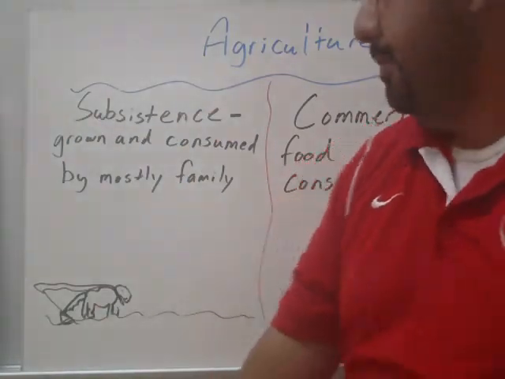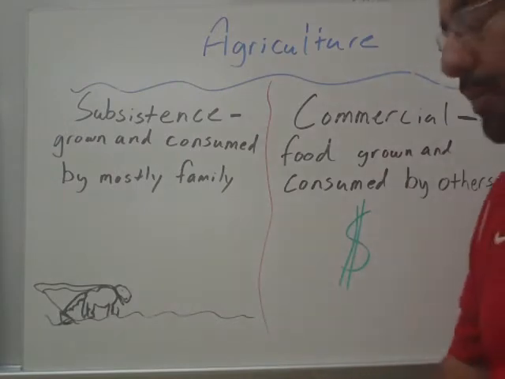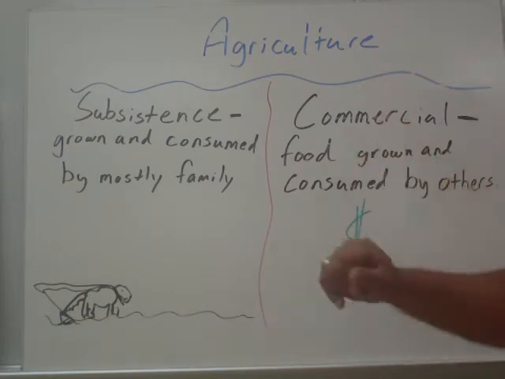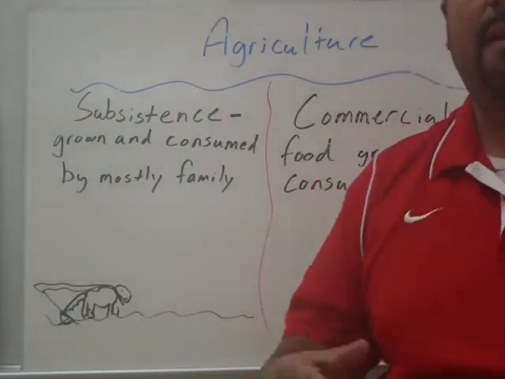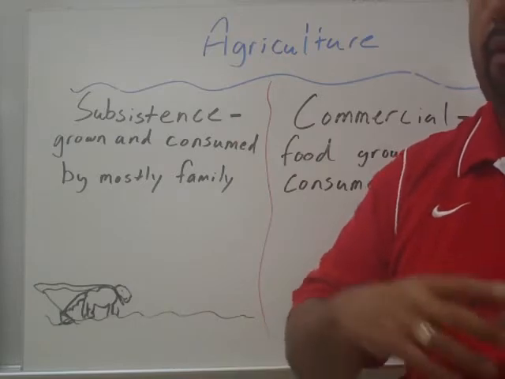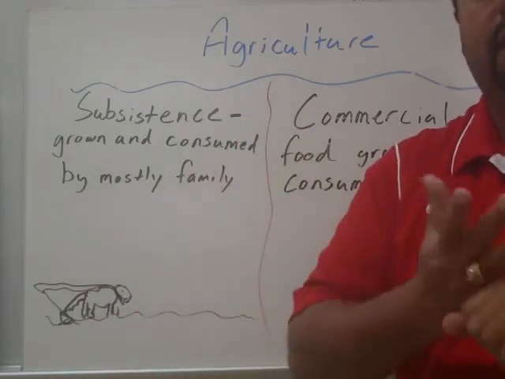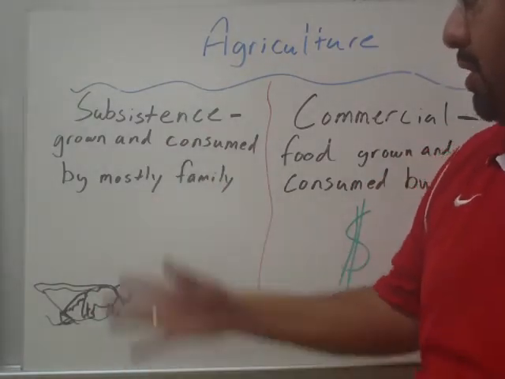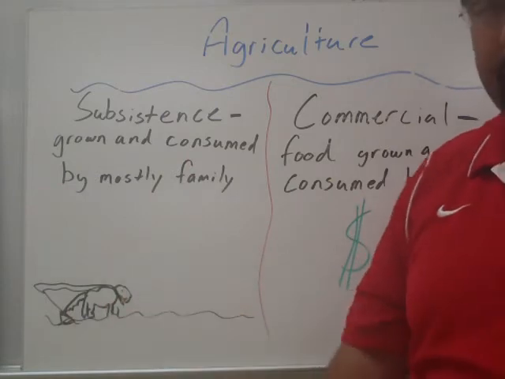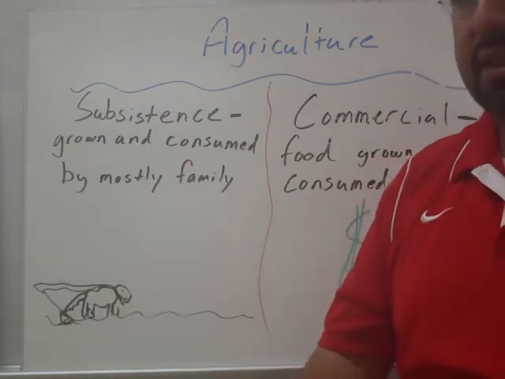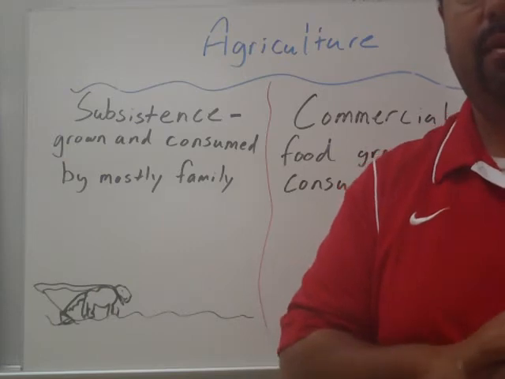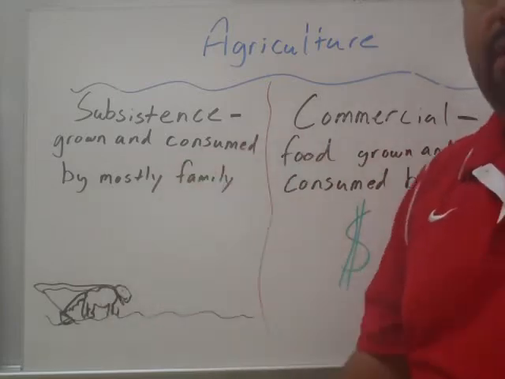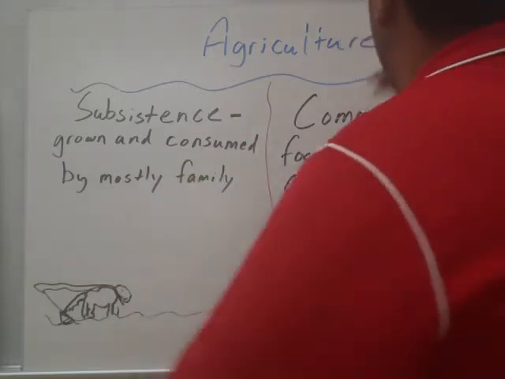for the population. Now, commercial agriculture is food grown and consumed by others. You see the dollar signs? Every time you see commercial, you want to think business. They are growing for the population. There's better technology, better farm equipment, big, huge tractors. With subsistence, you're probably going to have just an animal, whether it be a mule or some sort of cow, to help you plow the fields. And that's one of the main differences between the two agricultures.